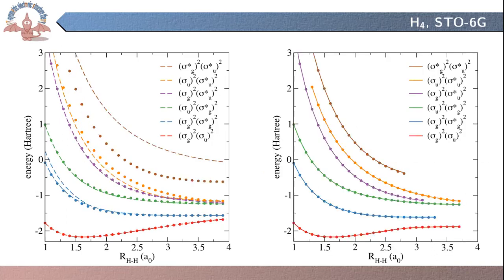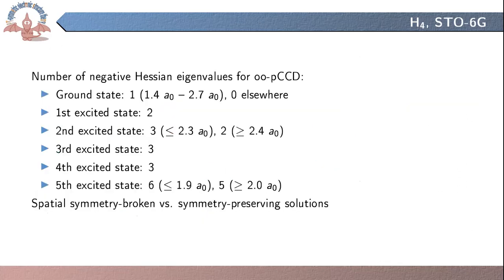So here is just the two figures again. And now there is one detail here, is that we only looked at symmetry preserving solutions. So all the orbital rotations preserved the symmetries of all states. If we checked, for instance, the number of negative Hessian eigenvalues along the curves for each state, we have these numbers here. So for the ground state, for instance, it's 0 everywhere except for some intermediary region where it has one negative eigenvalue, which means that there is one lower-lying symmetry broken solution for the ground state.